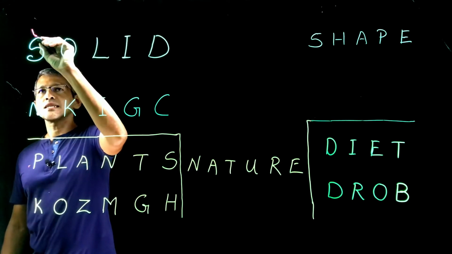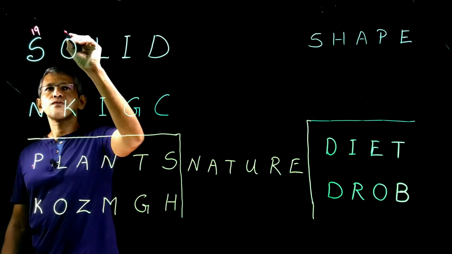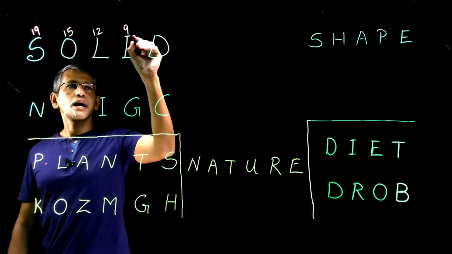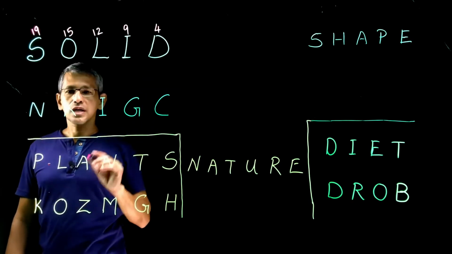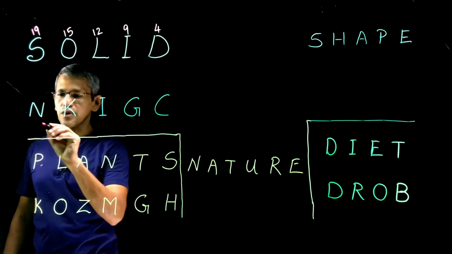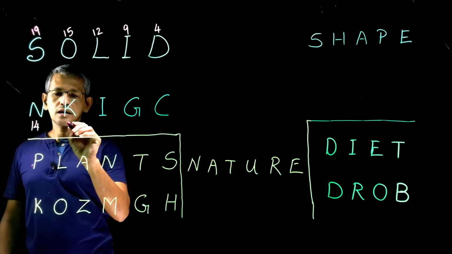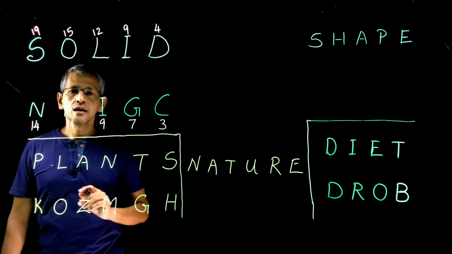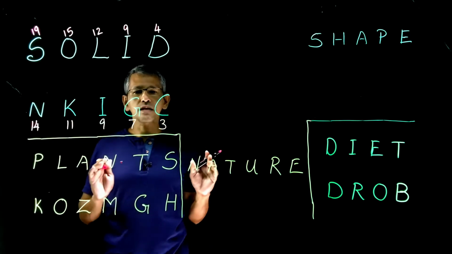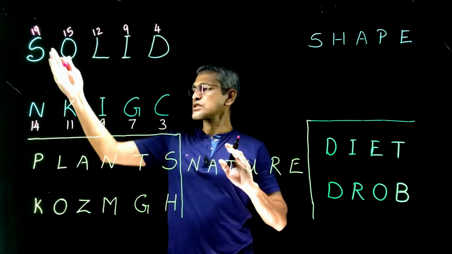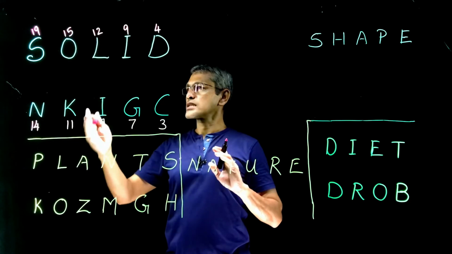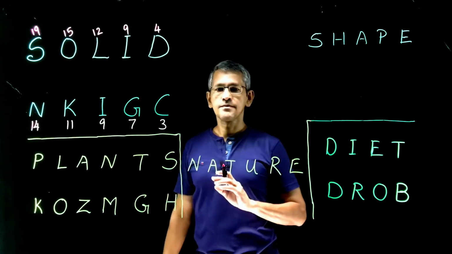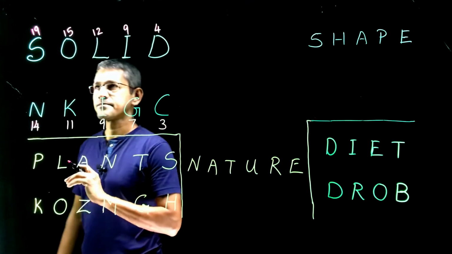S is 19, O is 15, L is 12, I is 9, D is 4. You have to be really quick on that, right? So N is 14, K is 11, then 9, 7, and 3. Now, is there any kind of pattern here? Let's look at it. 19 is called 14, 15 is called 11, 12 is 9, 9 is 7, and 4 is 3.